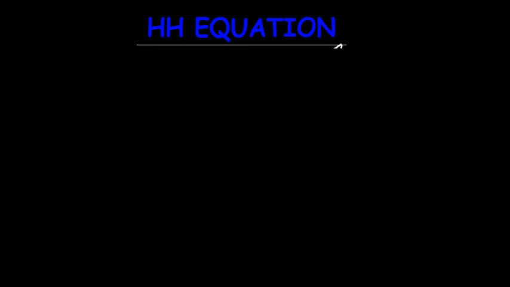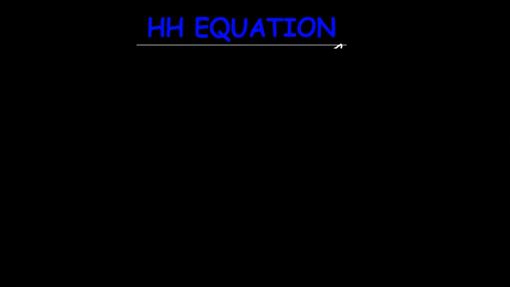In this tutorial, we are going to be looking at the HH equation. The HH equation is a helpful tool for understanding how pH of a buffer solution is related to the concentration of acid and its conjugate base. A buffer solution, in simple words, is a solution that resists a change in pH.